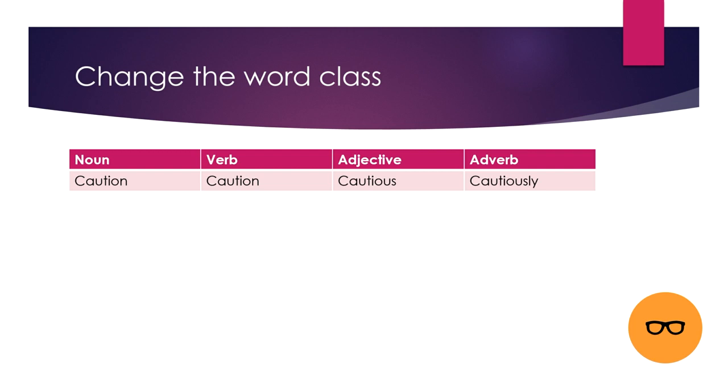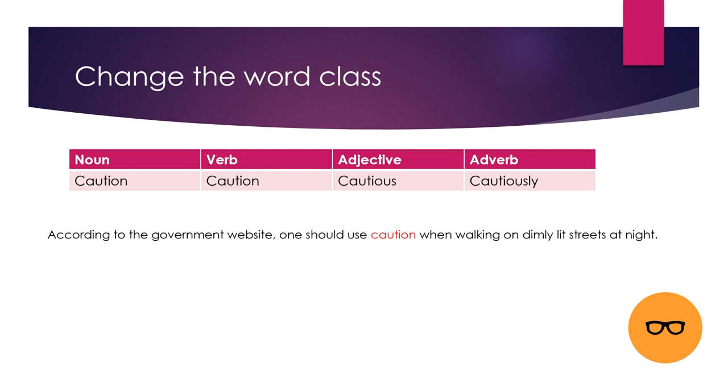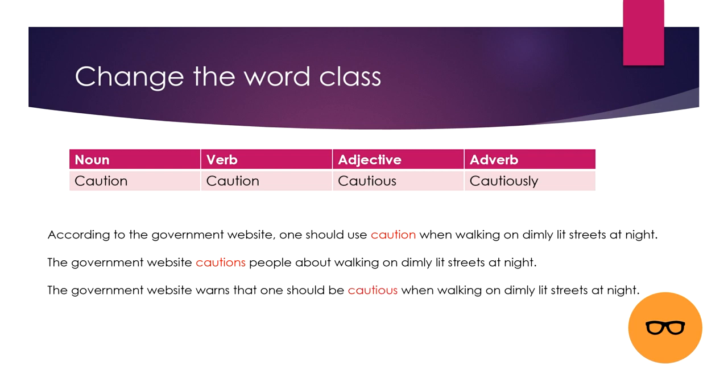It can be used as a noun, as in one should use caution when walking on dimly lit streets at night. It can be used as a verb, as in the website cautions people about walking on dimly lit streets at night. It can be changed to an adjective, which is a word that describes a noun. So as an example, one should be cautious when walking on dimly lit streets at night. Or it could be used as an adverb, which is a word that describes a verb, as in people walk cautiously. This is useful when you can't find an appropriate synonym for a word.